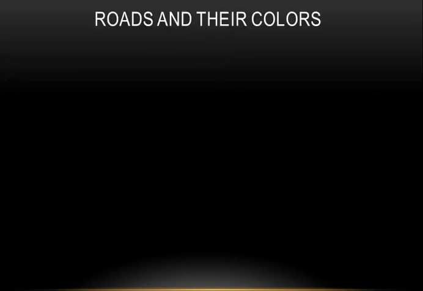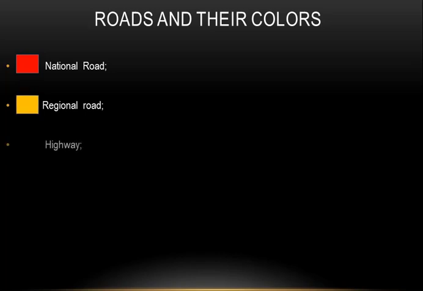Then we have roads and their colors. A national road is referred to normally by red color. A regional road is referred to by amber color or yellow color. Then we have the highway, which is often referred by blue color, and forest road referred to by green color.